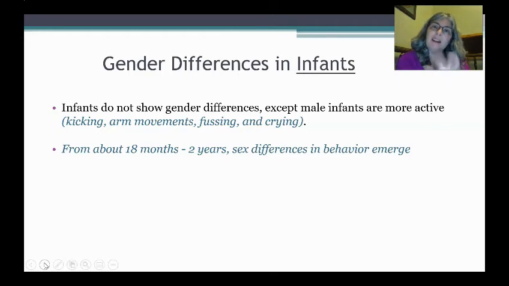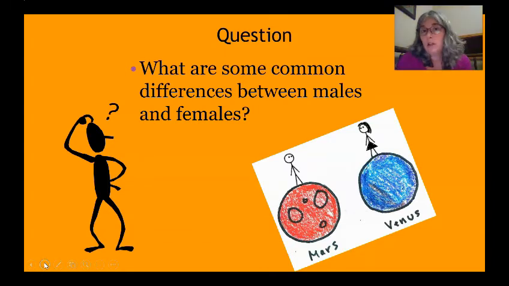And then around the time they start to turn about 2 years old is when we first start to see more in the way of actual differences in gender in terms of their behaviors. So before I go over them, I just thought I'd start by asking you, what do you think some of those differences are? So starting around the age of 2, if you're comparing boys and girls, what are some differences you might observe?